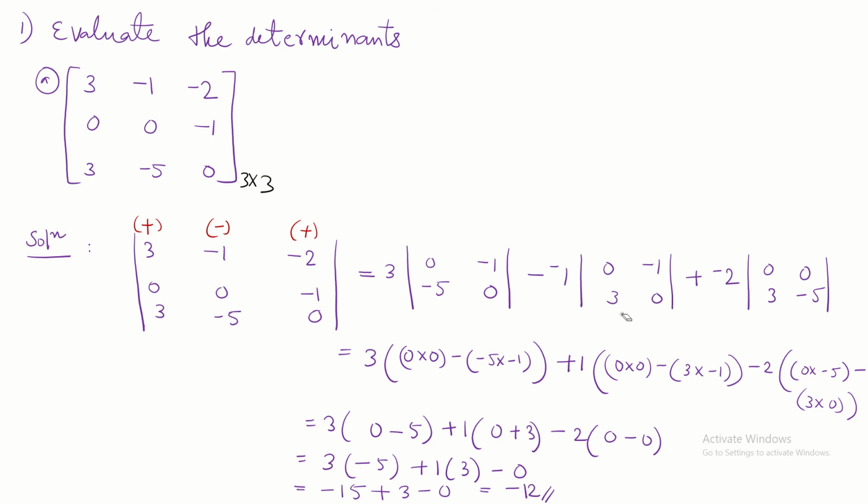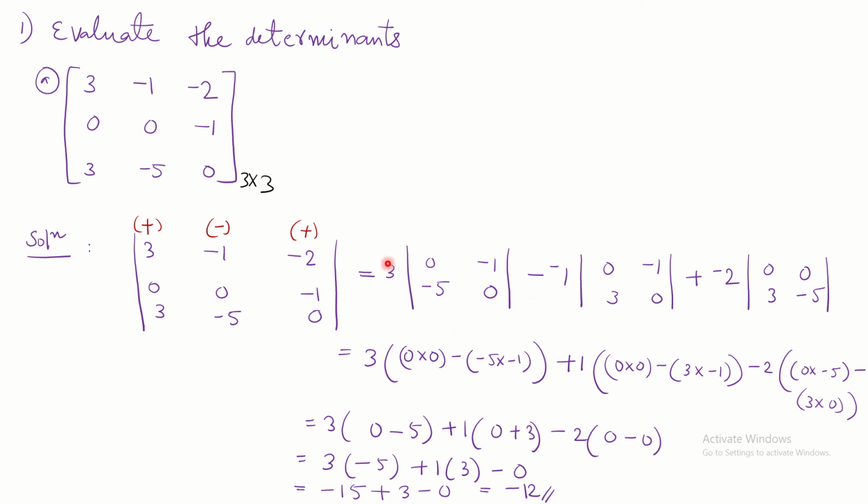And in the next, plus sign, I wrote this plus over here. Then I wrote this plus over here. After that, this -2: the row and this column of -2 should be ignored. The remaining 4 elements 0, 0, 3 and -5, I wrote over here.